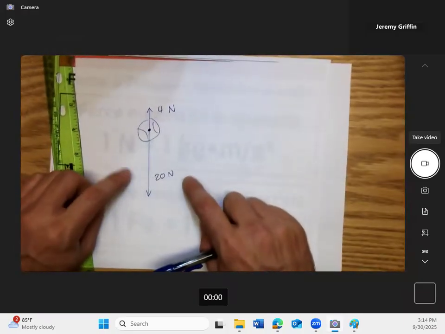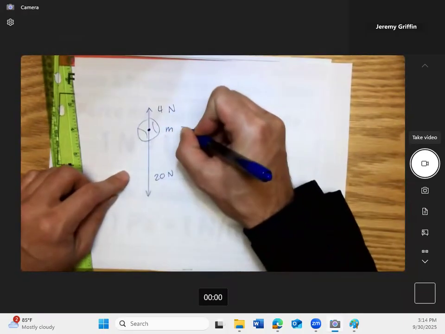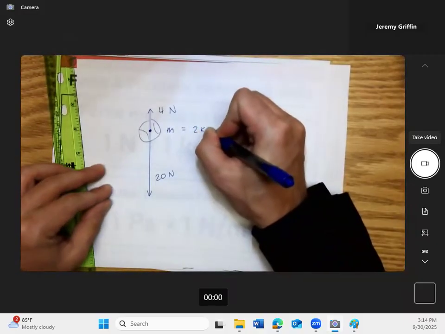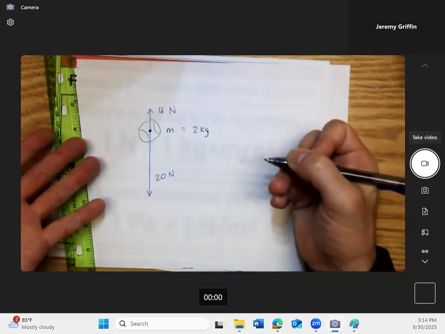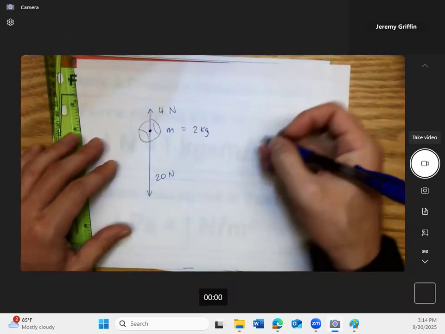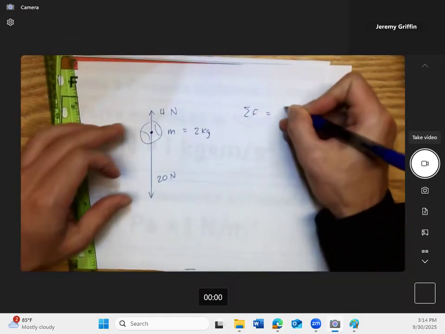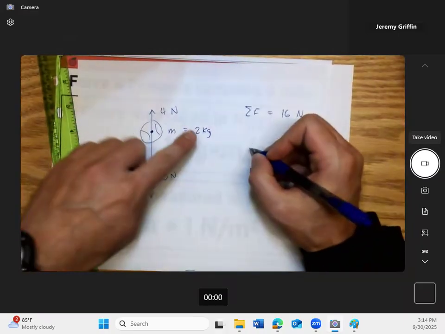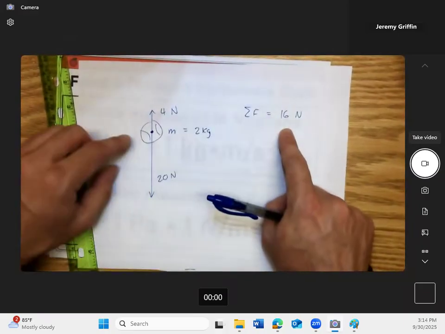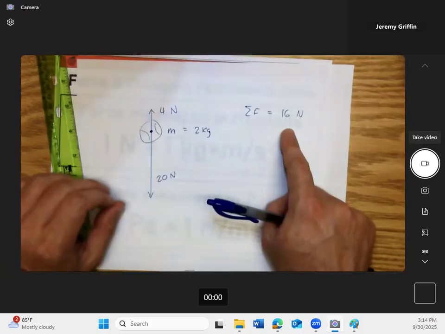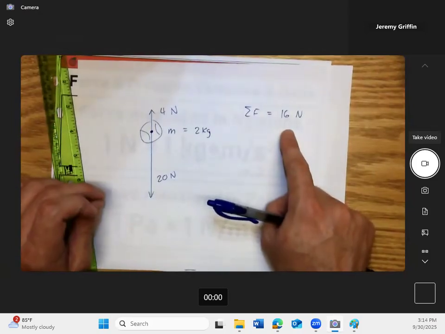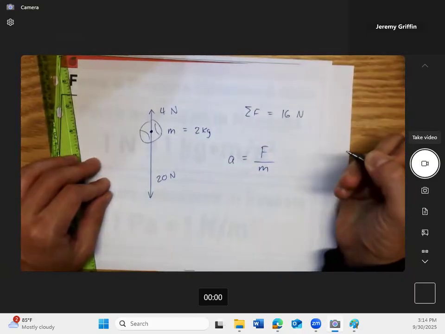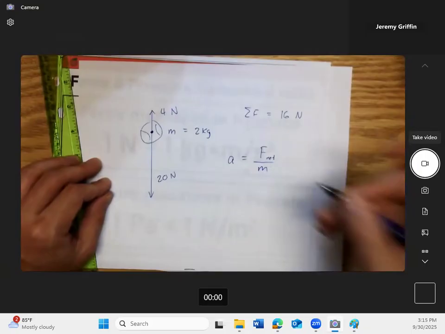If this weighs 20 newtons, what is the mass of this object? About 2 kilograms. Doesn't 2 kilograms weigh 20 newtons? So if that's true, you guys just told me the sum of forces is 16 newtons, net force 20 minus 4, and it's on a 2 kilogram object. How much is this object accelerating as it's falling down? 8 meters per second squared.